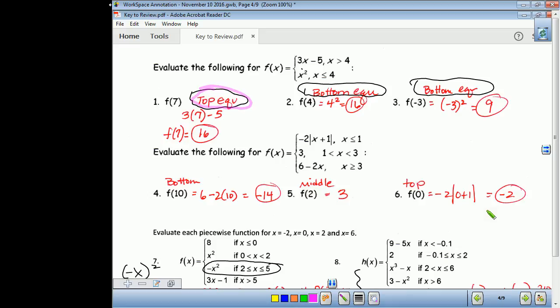Yes, sir. On the test, are we going to need to specify which one we plugged it into? No, I only wrote top, middle, bottom because this is my key for students to look at. I would not have done that on the test. On the test, I probably wouldn't even show my work. I would just write 16. But if you show your work, it gives me a chance to get partial credit. So we should have to figure out which equation it goes into. That's right. Like this one, 7 is greater than 4, so it's got to go in the top one.